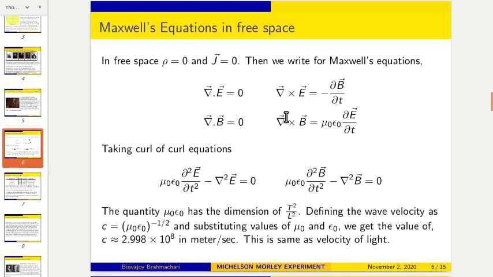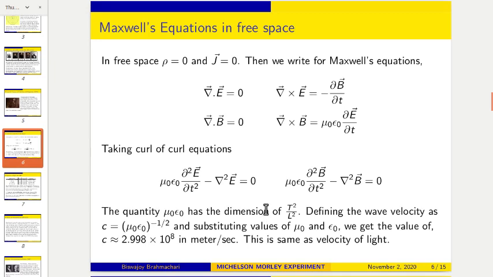Now you can convert these coupled equations and decouple them in second order. Then you can take the curl of B and the curl of E. So you can take the curl of this equation, and then you will get the wave equation for these fields in free space. I am assuming that you know the structure of the wave equation.